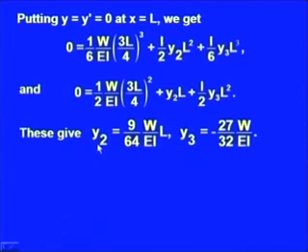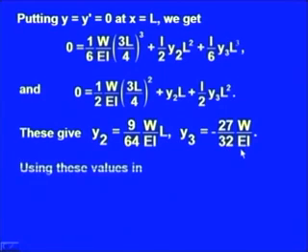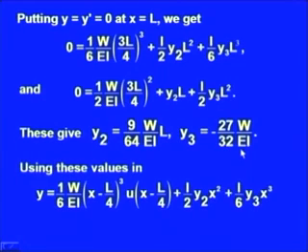They will give us the values of y2 as 9/64 into W/EI into L, and y3 as -27/32 into W over EI. Using these values in the equation for y, we will have the deflection at any time t and at a distance x given by this equation. This gives us deflection at any point of the beam.